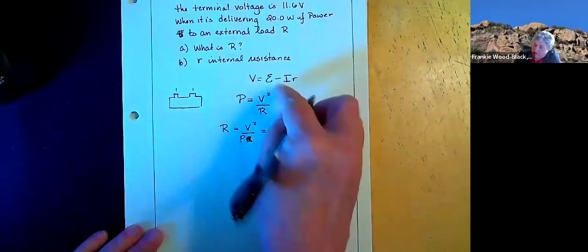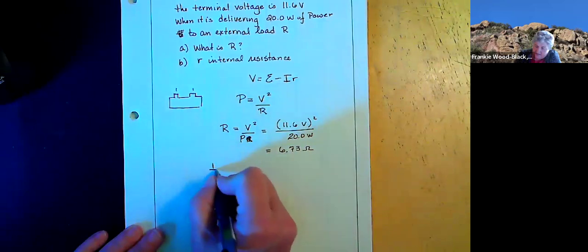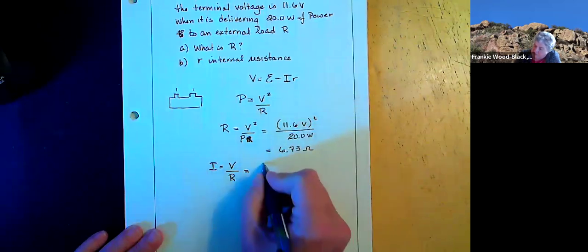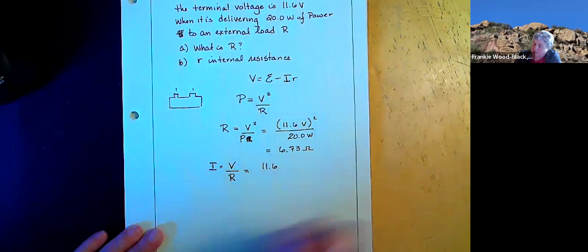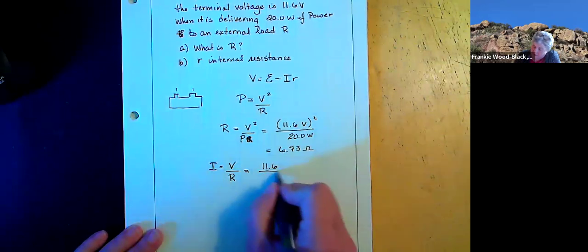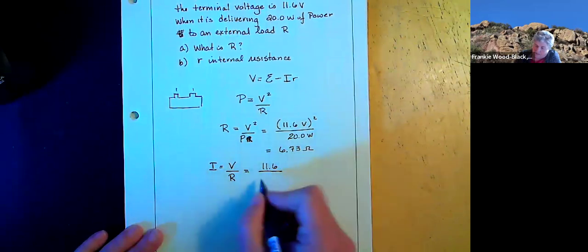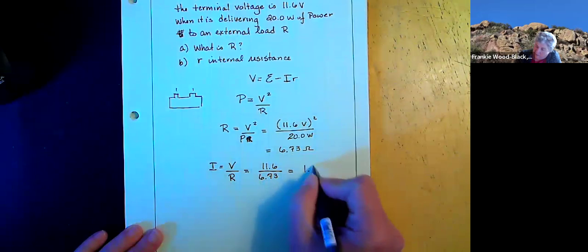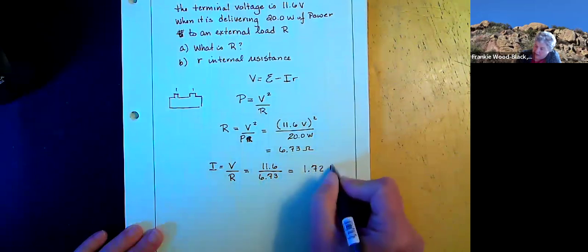So I need to figure out what I is. I is going to equal my voltage divided by my resistance. I'm still going to use my terminal voltage because that's the voltage that I have available, divided by the R we just calculated, 7.3, and that's going to give me 1.72 amps.